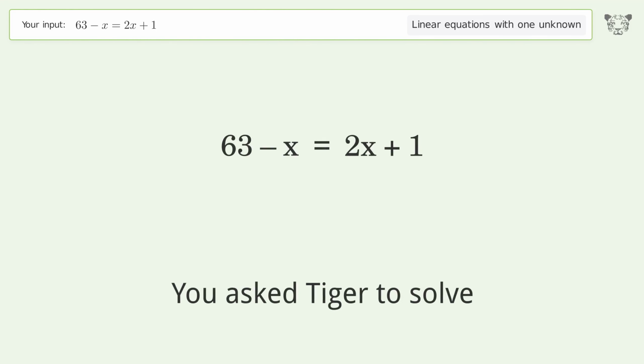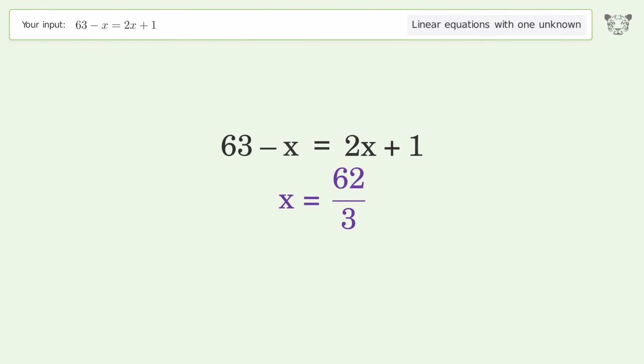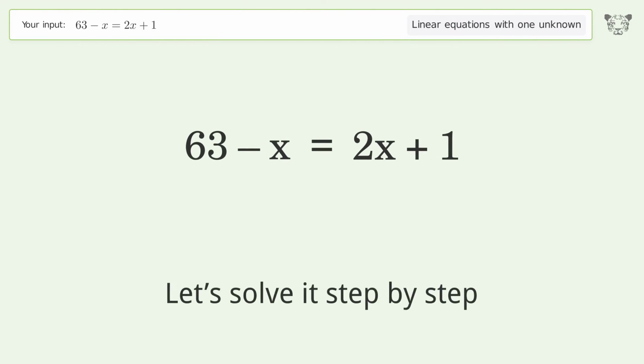You ask Tiger to solve. This deals with linear equations with one unknown. The final result is x equals 62/3. Let's solve it step by step.